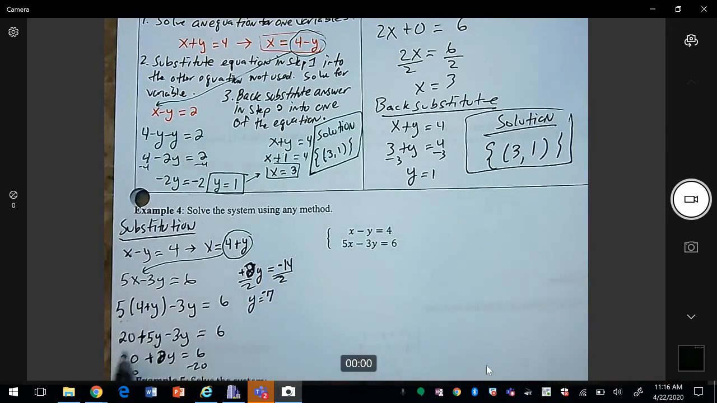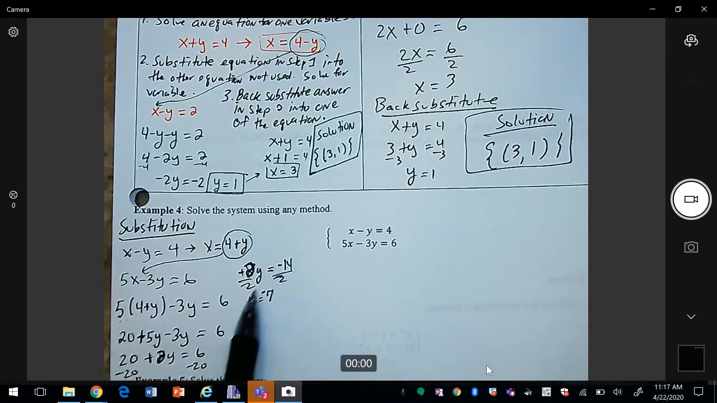Okay, so let me just repeat that. We solve for x. I add y on both sides, substitute it for x. So we get 5 times 4 is 20. 5 times y is 5y. Minus 3y equals 6. So 20 plus 2y. 5 minus 3 is 2y. Subtract the 20, so we get negative 14. Divide by 2 on both sides, so we get y equals negative 7.